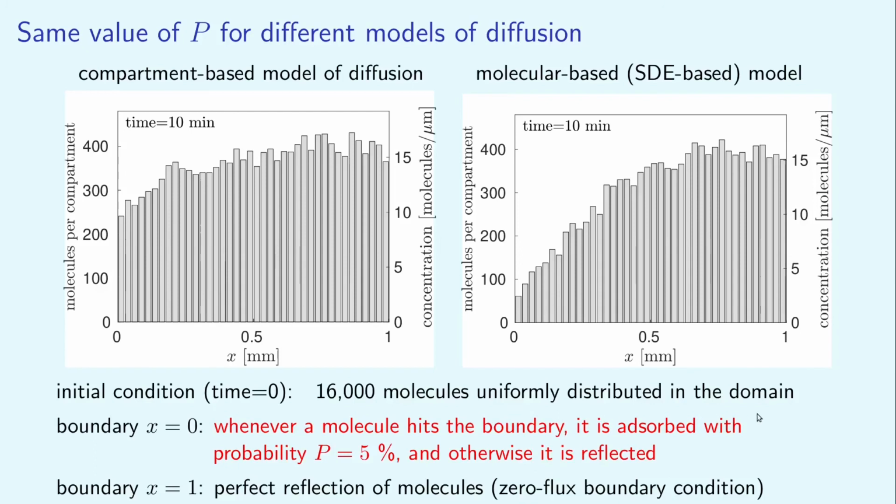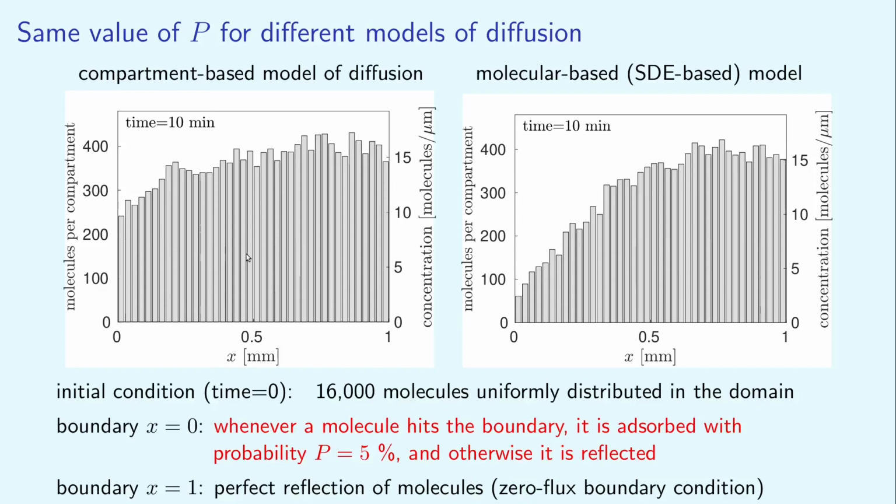I implement a reactive boundary condition on the left. Whenever a molecule hits the boundary, it is adsorbed with probability 5% and otherwise it is reflected, while I consider perfect reflection of molecules at the right boundary. The left figure was obtained using the compartment-based model of diffusion, while the right figure was obtained using the SDE-based model. I present the results at the same time for the same parameter values for the same initial condition, but these results are clearly not equivalent.